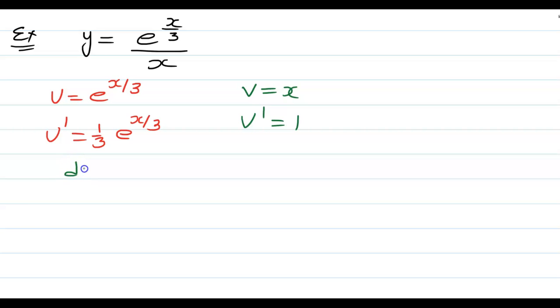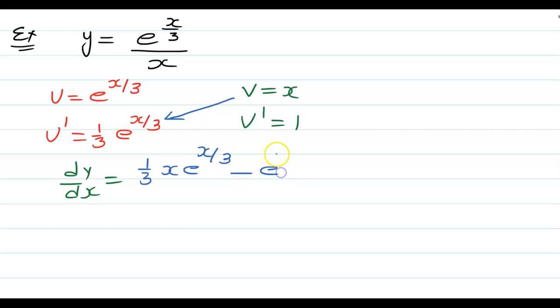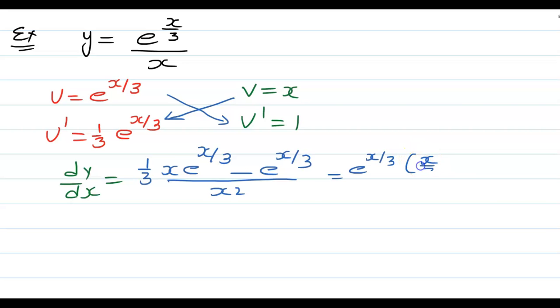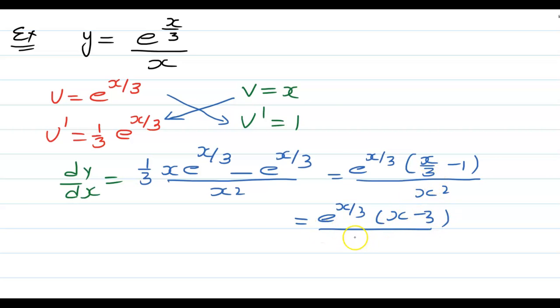So dy by dx we can write down, first you multiply this, so it will be 1 over 3 x e to the power x over 3 minus e to the power x over 3, you multiply this and divided by x square. So here we got e to the power x over 3 outside and x over 3 minus 1 divided by x square. If you simplify, then 3 is coming here and 3 is going in the denominator, so we can write down e to the power x by 3 and x minus 3, and this 3 is in the denominator, that is 3x square. This is our dy by dx.